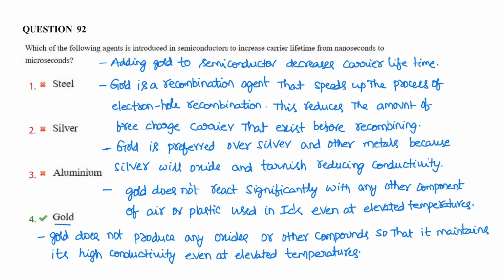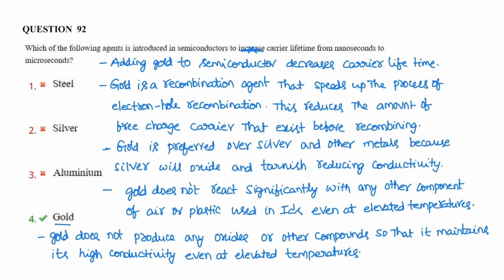Next question. Which of the following agent is introduced into semiconductor to increase the carrier lifetime from nanosecond to microsecond? So generally, gold is added into the semiconductor. Once adding gold to semiconductor decreases the carrier lifetime. So it does not increase, it decreases the carrier lifetime. This gold is a best recombination agent that speeds up the process of electron hole recombination.